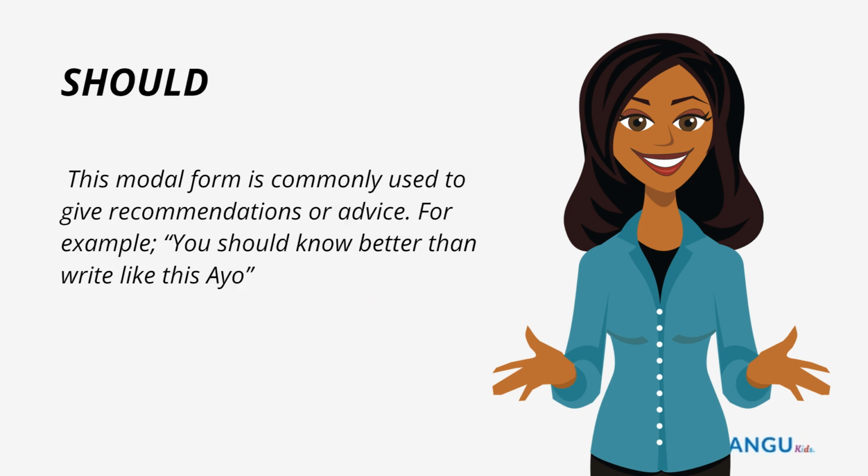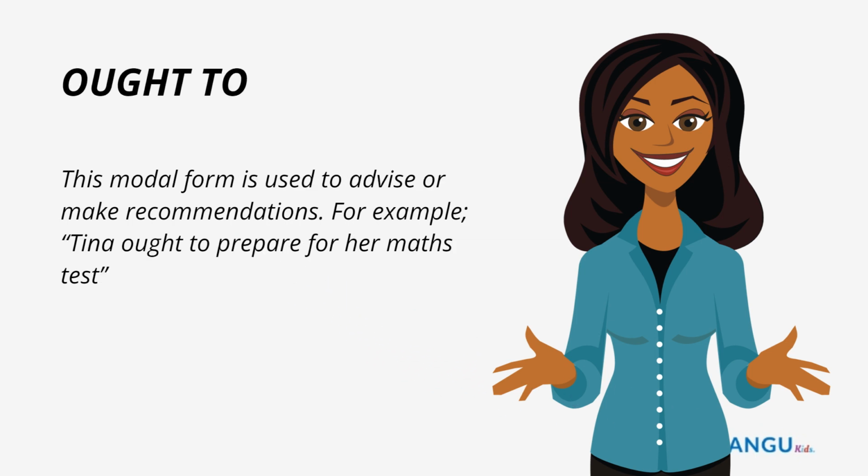3. Should. This modal form is commonly used to give recommendation or advice. It could also be used to talk about obligation as well as expectation. For example, you should know better than write like this, Ayo. 4. Ought to. This modal form is used to advise or make recommendations. It can also express assumptions, expectation, or strong possibility when the context implies that something is deserved. For example, Tina ought to prepare for her math tests.